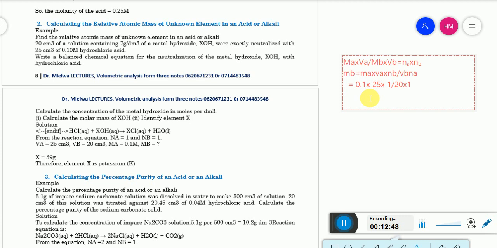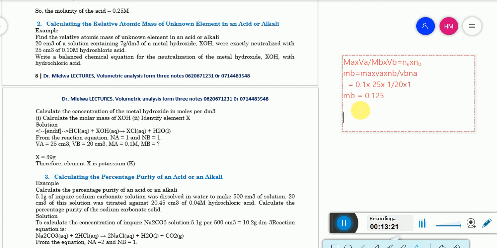Ngoja 2 ganya kwa 20 hapo utapata 0.20 itaingia kwa 1. 50 itaingia kwa 2. So itakuwa ni kama 0.12, then itabakia 5. 0.125. So molality of base will be equal to 0.125. From there tunaenda kutumia formula ambayo tunaifahamu.